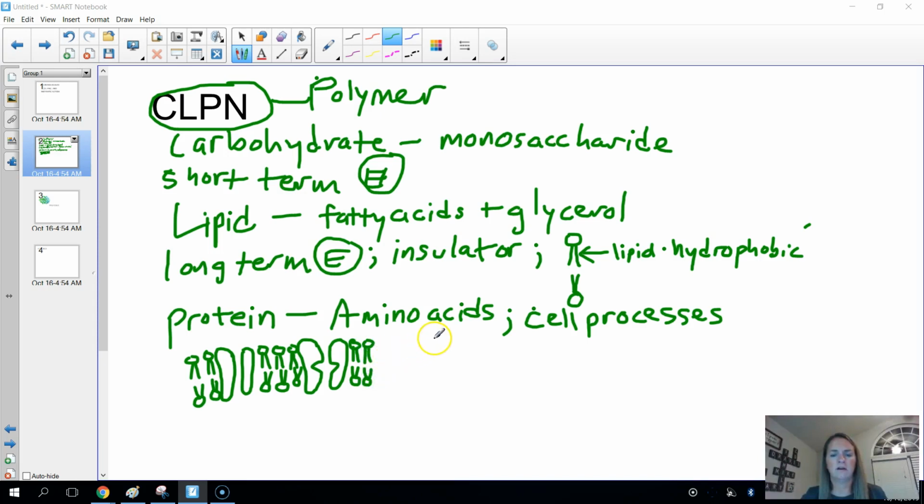Also, proteins are important for chemical reactions. Specifically, the type of protein we're talking about are enzymes. They definitely help with speeding up chemical reactions in our body because our body's constantly reacting.